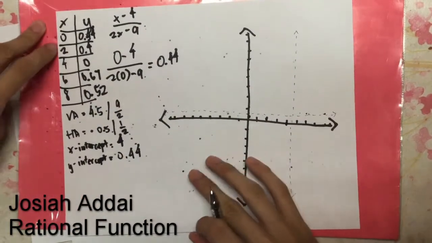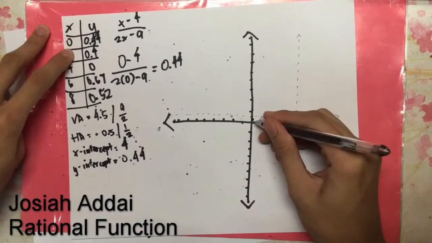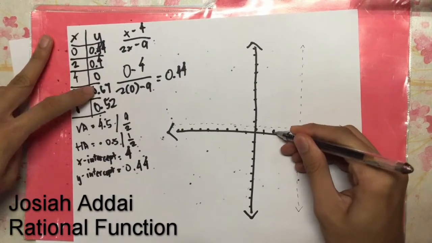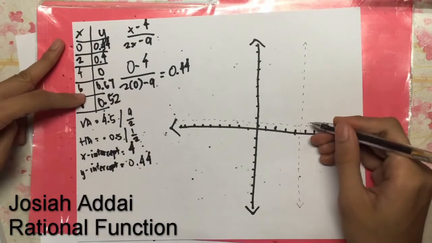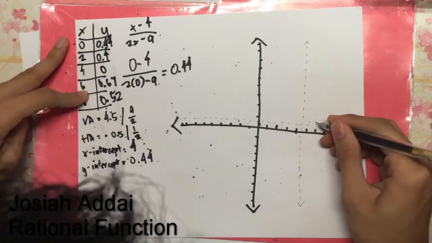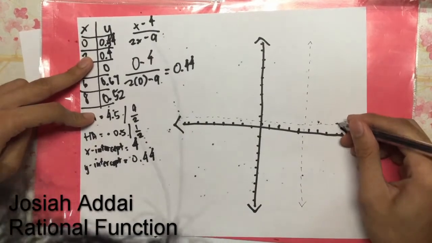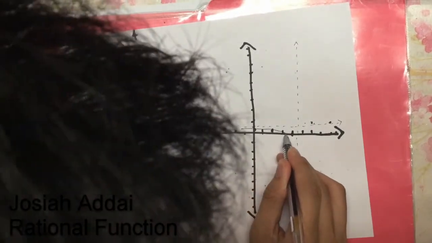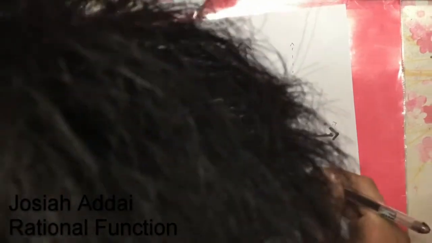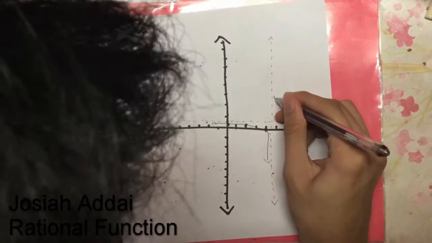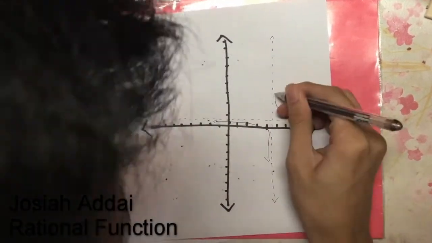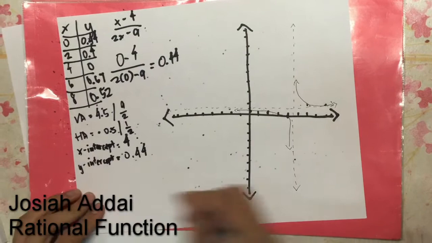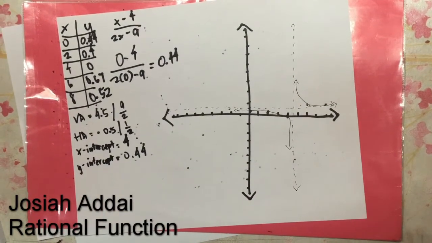So after that, we're gonna graph the t-chart, so 0.4, 0 and 0.44, 2 and 0.4, 4 and 0, 6 and 0.67, and 8 and 0.52. After that, it should not touch the asymptote. It'll be like this, and the other one will be like this. So this is the rational function. That's it. Thank you.